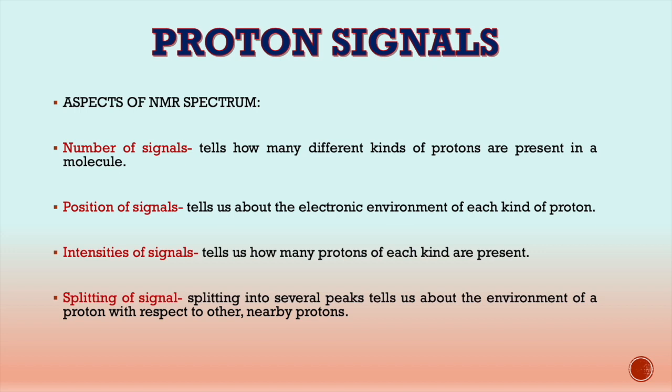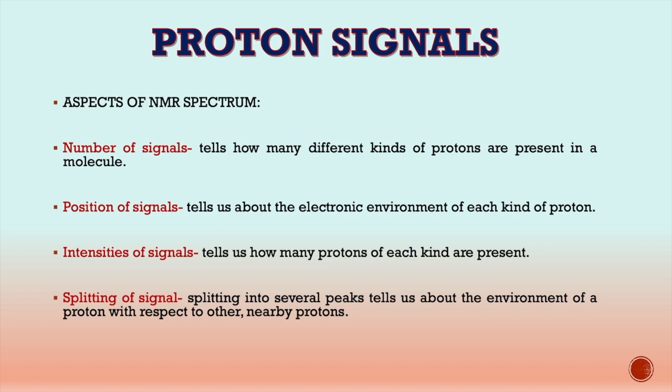Third is intensity of the signals. How intense the signal is tells us how many protons of each kind are present. If it has high intensity, that means a greater number of protons as compared to the other signal which does not carry that extent of intensity.